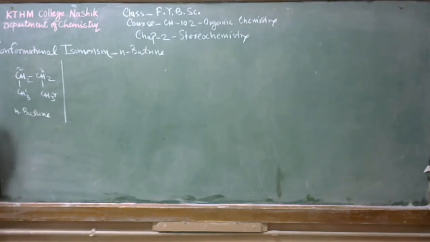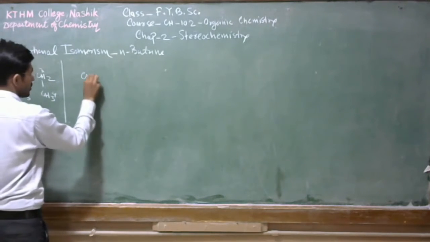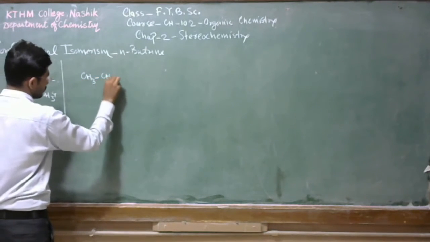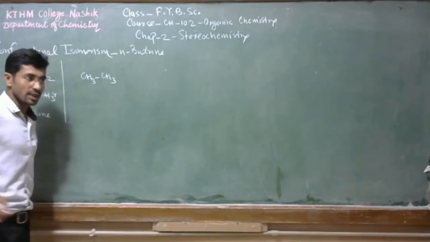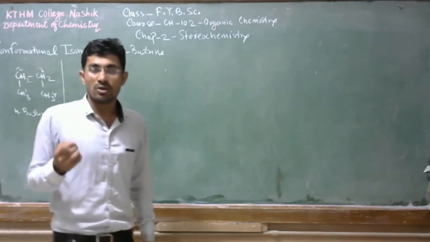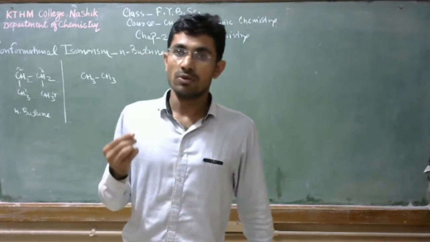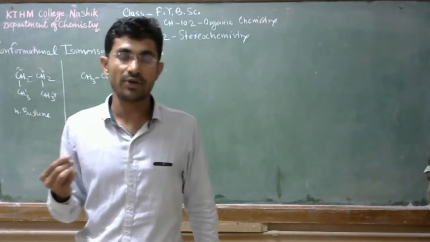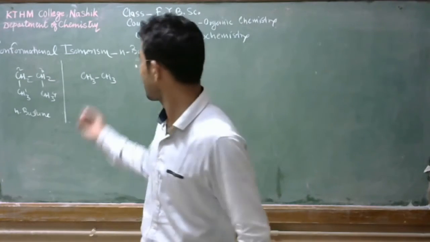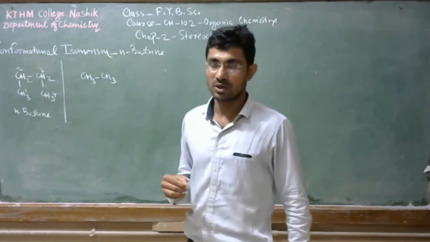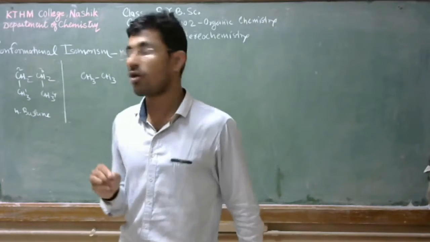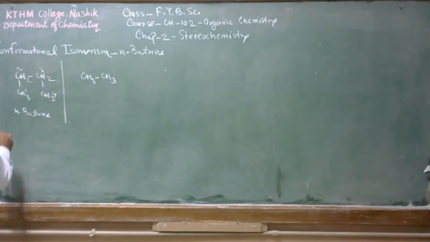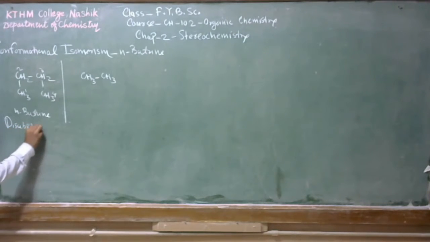So last lecture we discussed the conformational isomerism in ethane. Ethane contains 2 carbons. From each carbon, if we replace one hydrogen by a methyl group, we get the n-butane molecule. So this n-butane molecule is also called the di-substituted ethane molecule. What do you call it? Di-substituted ethane.